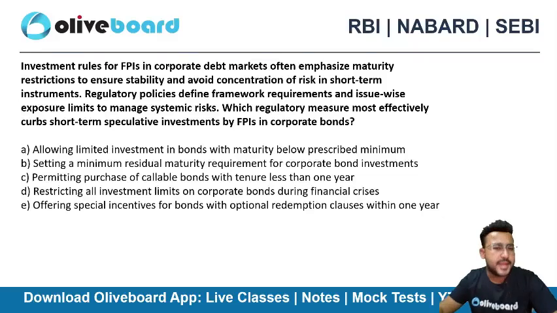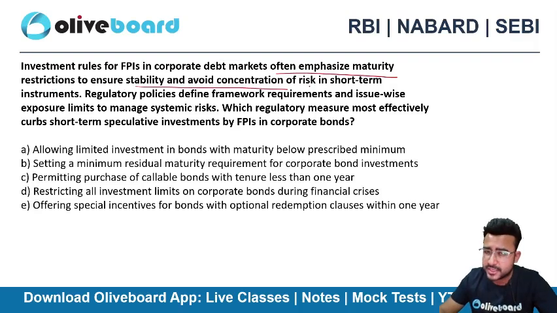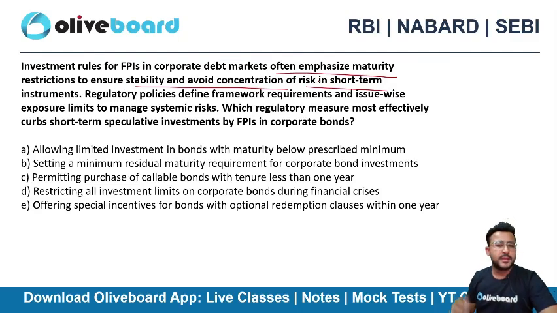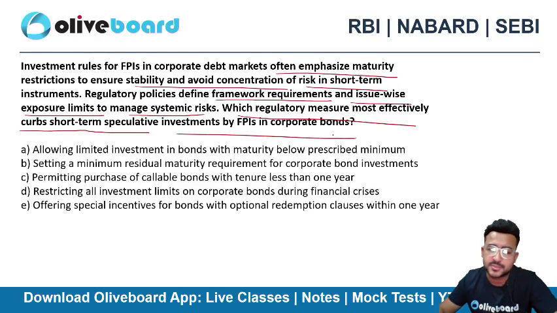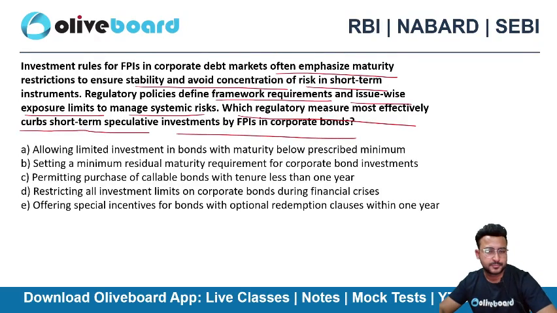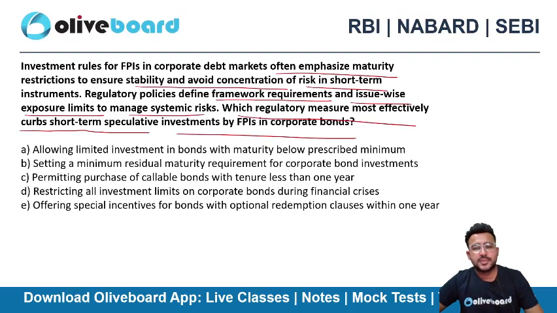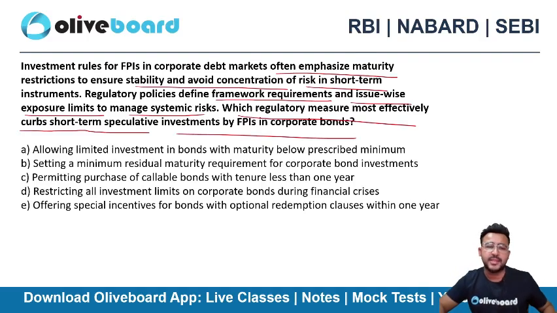Next is, investment rules for FPI in the corporate debt market often emphasize maturity restrictions to ensure stability and avoid concentration of risk in short-term instruments. The regulatory policies define framework requirements and issue-wise exposure limits to manage systemic risk. Which regulatory measure most effectively curbs short-term speculative investments by FPI in corporate bonds? What should be the correct choice here?